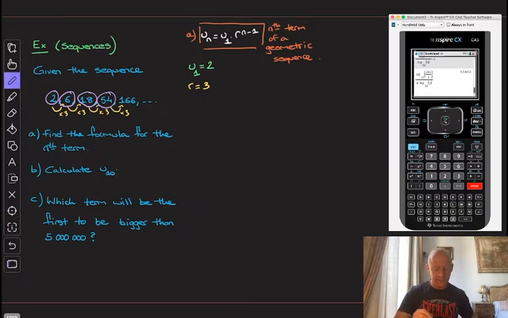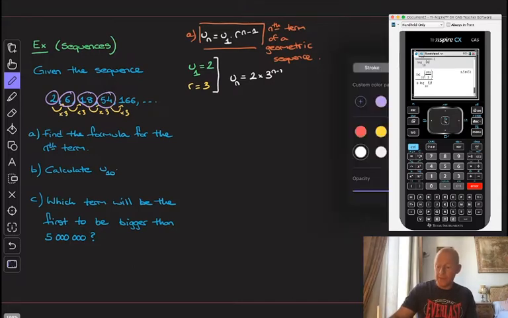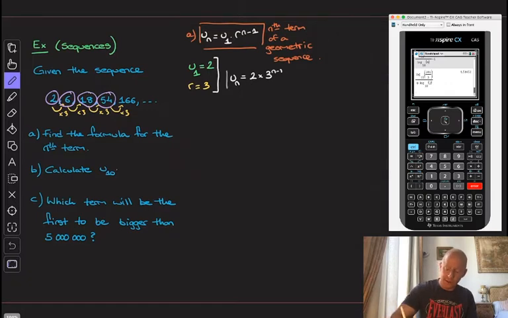That being said, that was a bit of a sidestep to remind you of a couple of things. I can therefore state that the formula for the nth term is U sub n equals 2 times 3 to the power of n minus 1. Okay, that's the first answer we're after. In fact, I'll go ahead and box that result. That's the answer to question A.